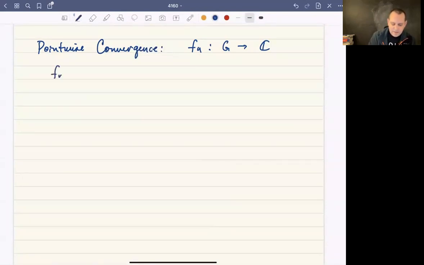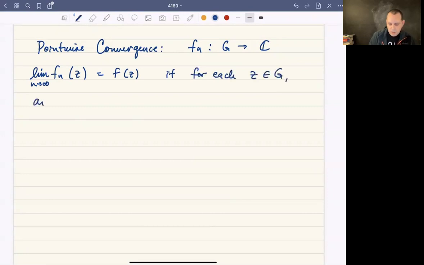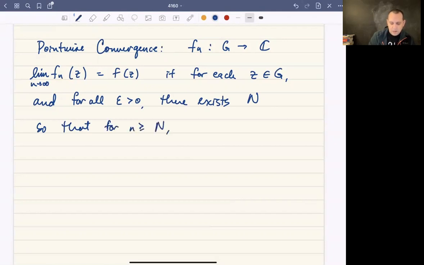We're going to say that the limit of f sub n of z is equal to f of z pointwise if, for each value z in the domain G, and for all values epsilon, there exists a value big N so that for values little n greater than or equal to big N, we have the usual definition of a limit: the absolute value of f sub n of z minus f of z is less than epsilon.